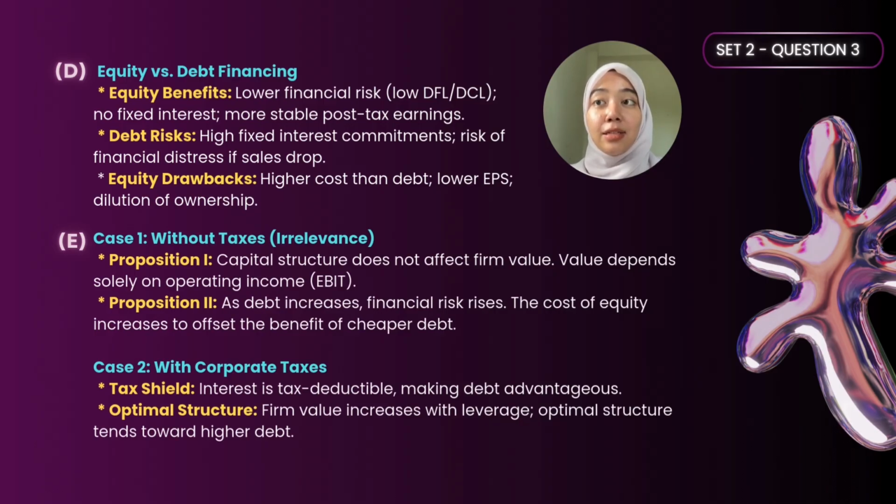So for the last question, part E is based on M&M's theory. That's divided into two, which is without taxes and with taxes. Moving on to case 1, without taxes first. Proposition 1 is that capital structure does not affect the firm value. Value depends solely on operating income, the EBIT. As for proposition 2, as debt increases, financial risk arises because the cost of equity increases to offset the benefit of the cheaper debt. For case 2 with corporate taxes, debt plays a role as a tax shield because the interest is tax deductible, making the debt advantageous, and also the optimal structure. Firm value increases with leverage, and the optimal structure tends to higher debt.